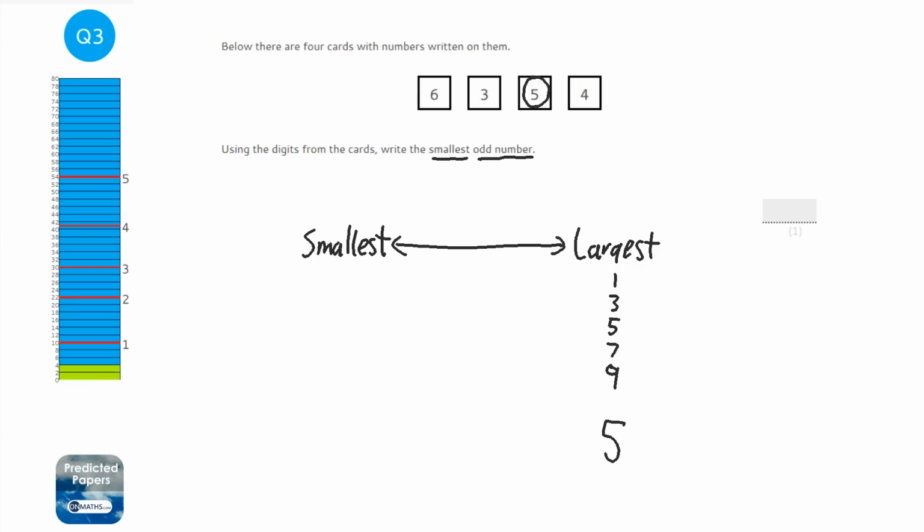Then we need to use up that 6 next. And then the next largest number is the 4, and then 3. So my answer is 3,465. Now always just check to see whether we've answered the question. It says it wants the smallest odd number. Well, that's an odd number, and I can't think of a way of swapping those digits to make it any smaller, because we've used the smallest numbers we can on the left hand side and the biggest on the right hand side.